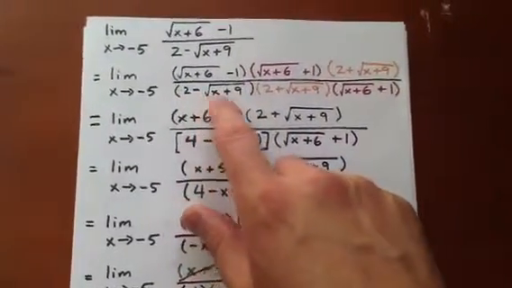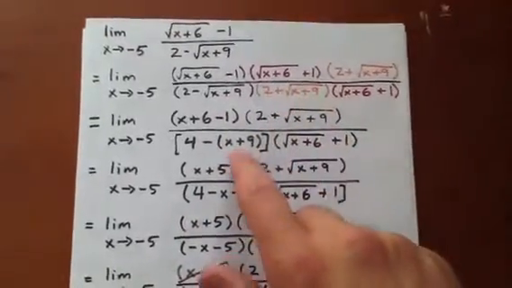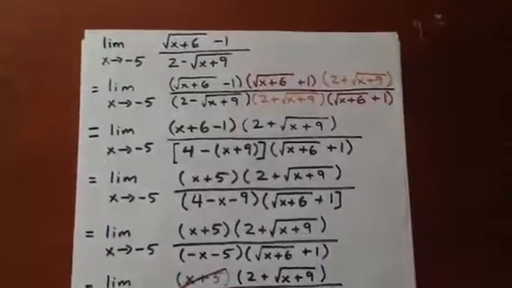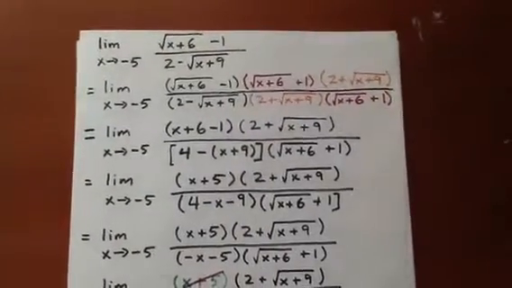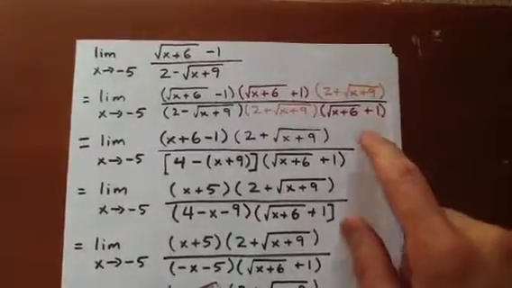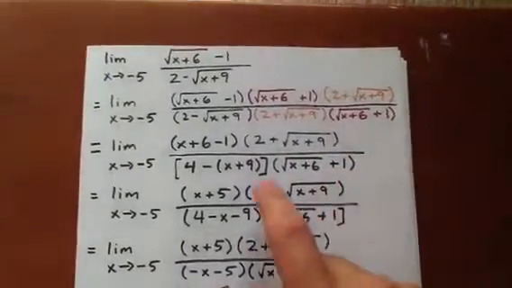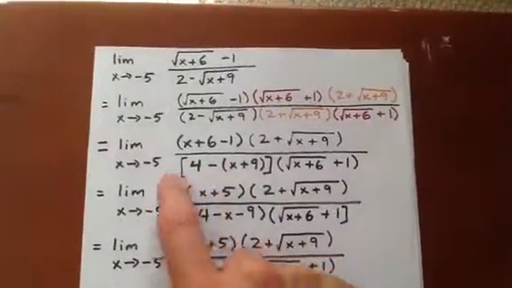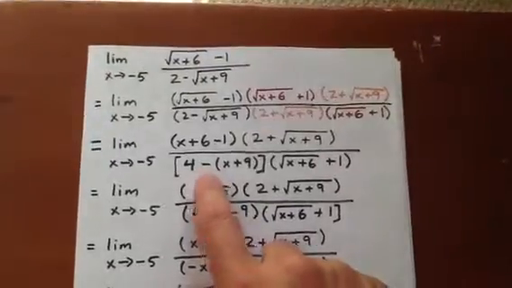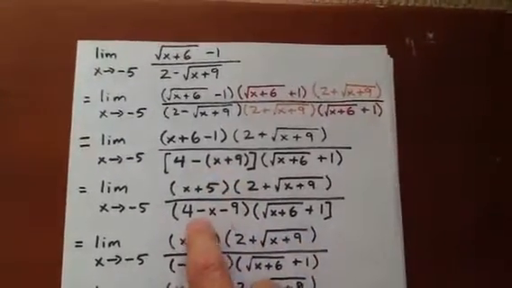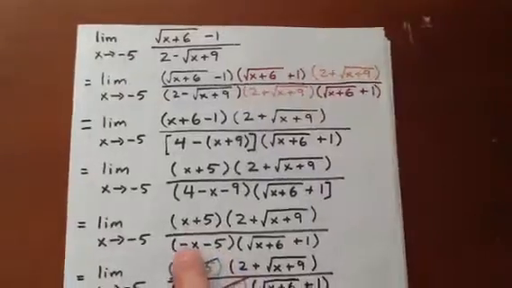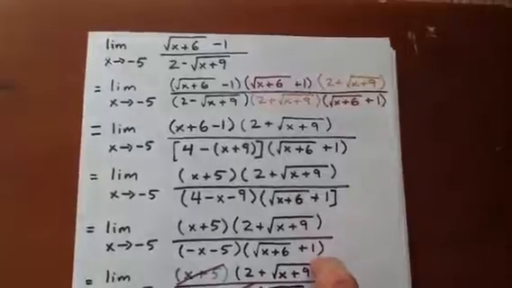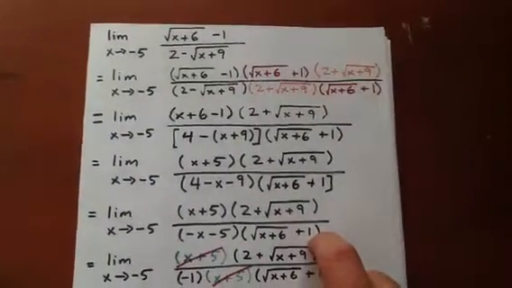We then subtract the quantity x plus 9, and we get this as our result of multiplying those first two factors in the denominator. And then, of course, on the end, we still have our square root of x plus 6 plus 1. Simplifying x plus 6 minus 1 gives us x plus 5, which is the offending factor. And simplifying 4 minus quantity x plus 9 is 4 minus x minus 9, which is negative x minus 5. Notice these other factors continue to travel with the rest of the question.